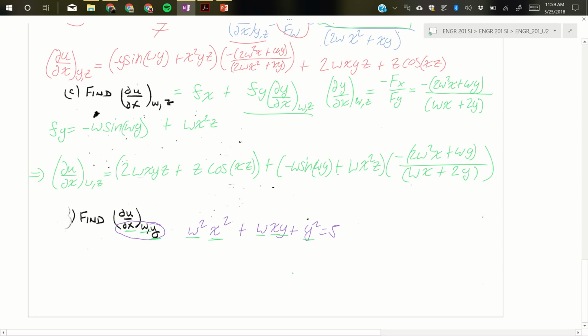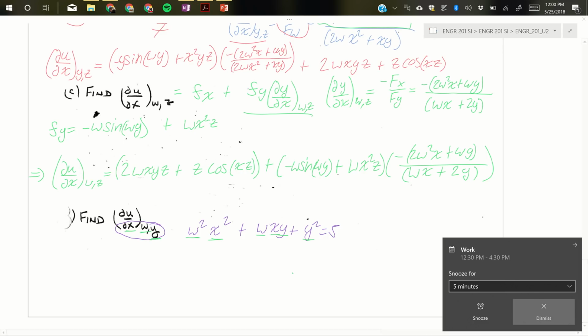And this is important because what this is telling us is that we're taking the partial derivative with respect to x, holding w and y constant. And when we say we're holding it constant, we really mean that we're holding it independent of our other variables. And since we're taking the partial derivative with respect to x, we're saying that x, w, and y are all independent variables.